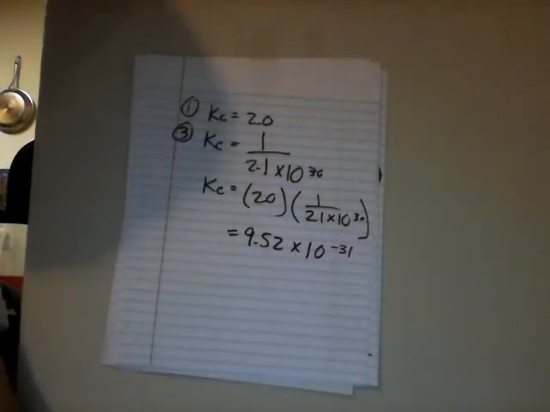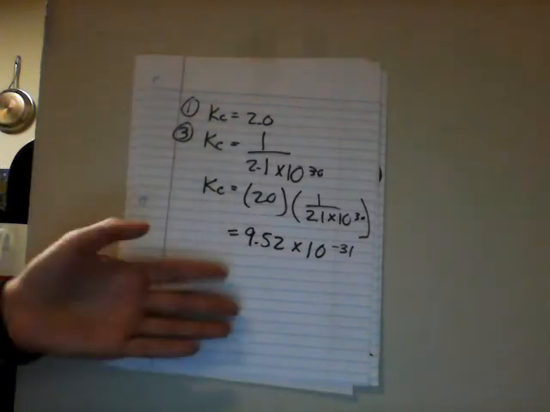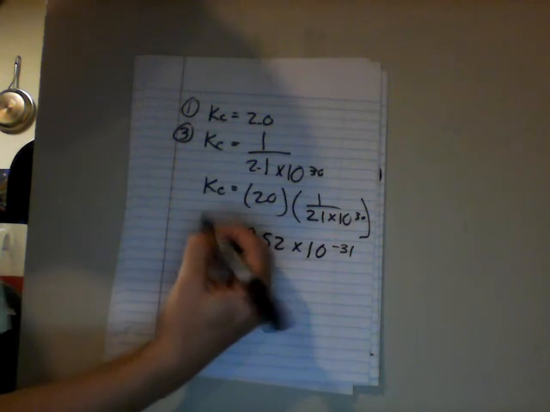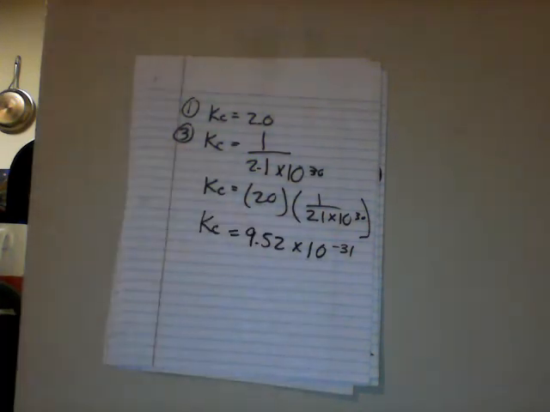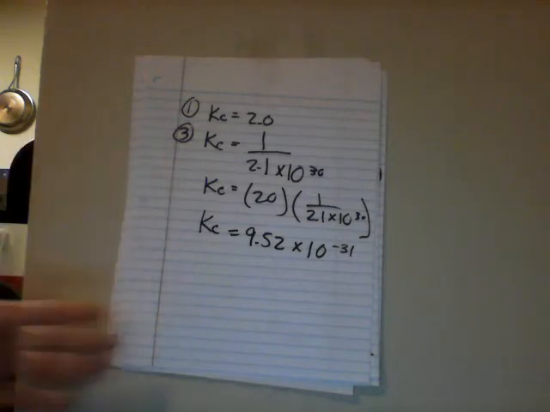Okay, so there's my Kc. It is asking for Kp. Some people just end up leaving it like that. Remember what I said: a lot of times it'll be really tricky. They'll give you Kc values asking for Kp.